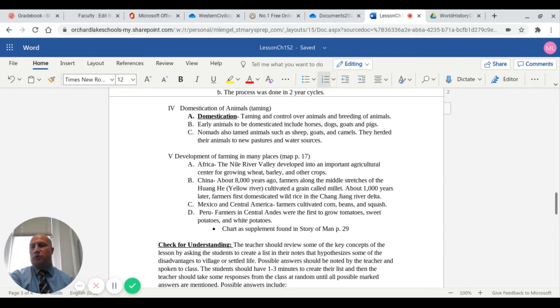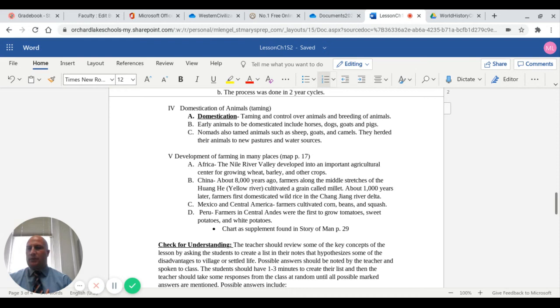Okay, Roman numeral 5 is going to talk about the development of farming in many places, and the textbook has a map about this on page 17. In Africa, near the Nile River Valley, we saw an important agricultural center for the growth of wheat, barley, and other crops. In China, about 8,000 years ago, the Neolithic Revolution, farmers along the middle stretches of the Yellow River cultivated a grain called millet. And about 1,000 years later, farmers first domesticated wild rice in the Chongyang River Delta.